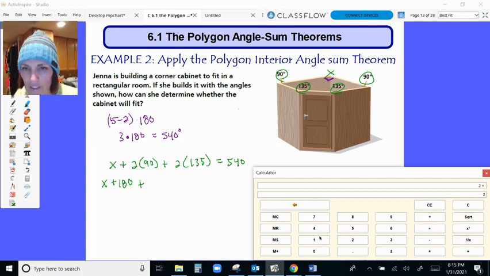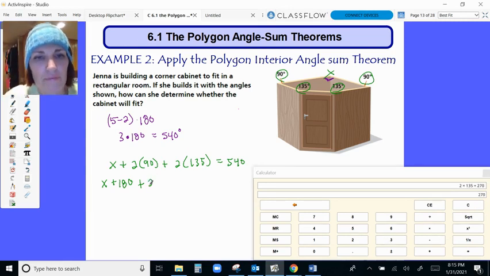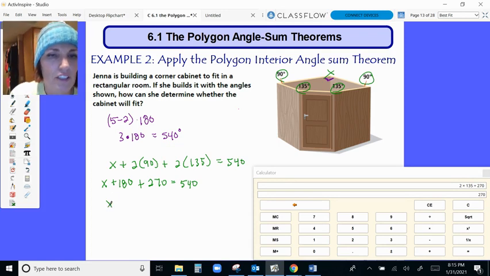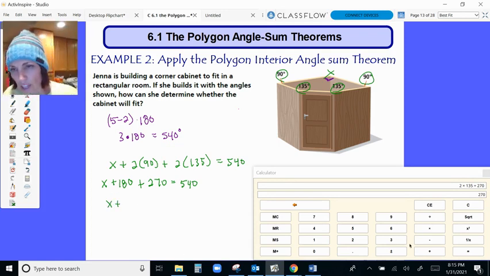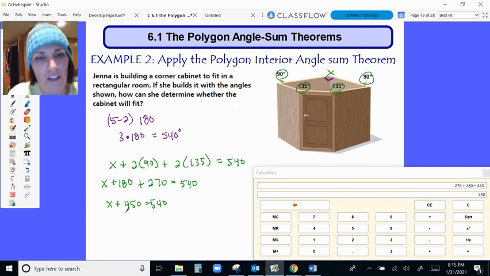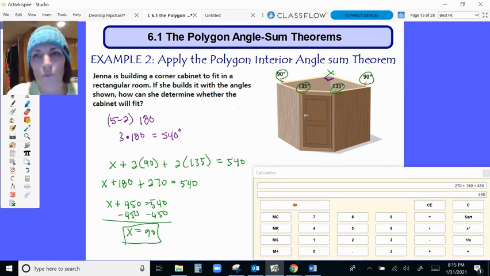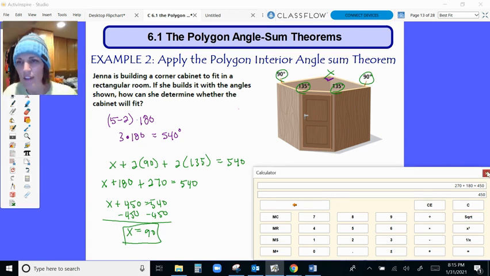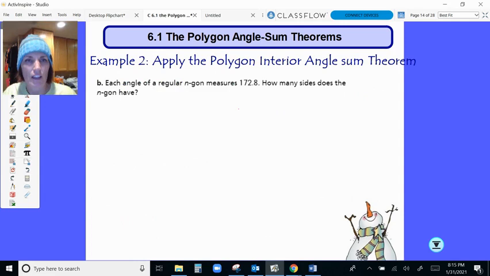2 times 135 is going to give us 270. Okay, so x plus 270 plus 180, and that's 450. We're going to subtract 450, so x should be equal to 90 degrees. And there you go, so it will fit. Okay? So that's a little bit of application for our polygon sum theorem.